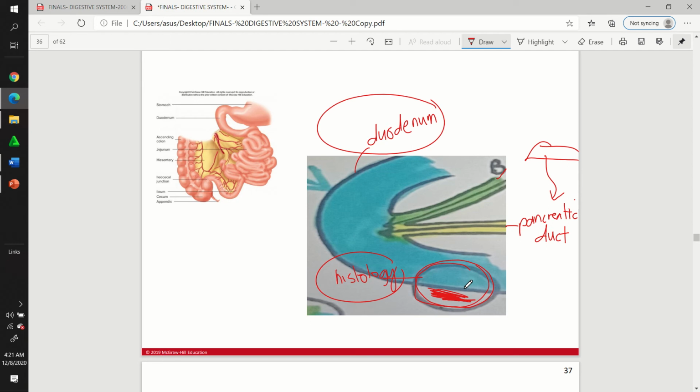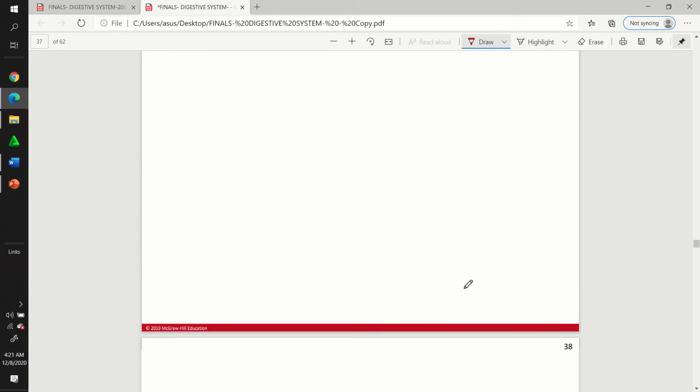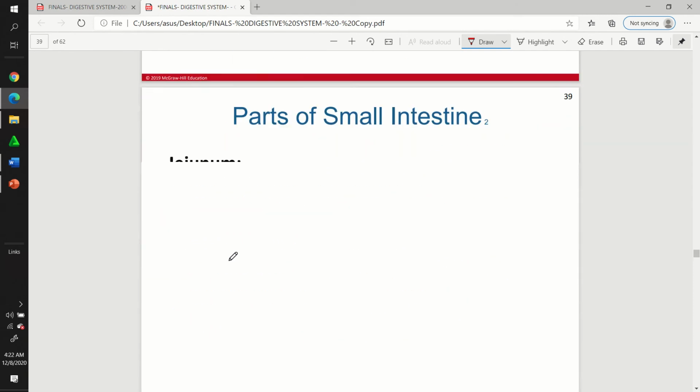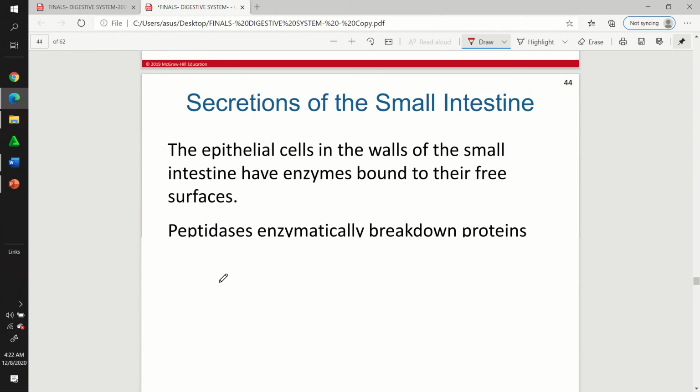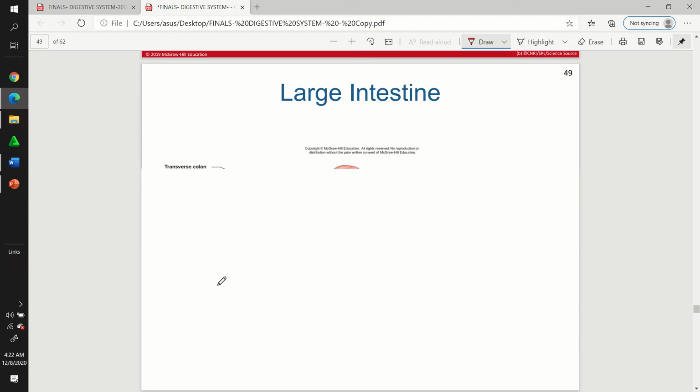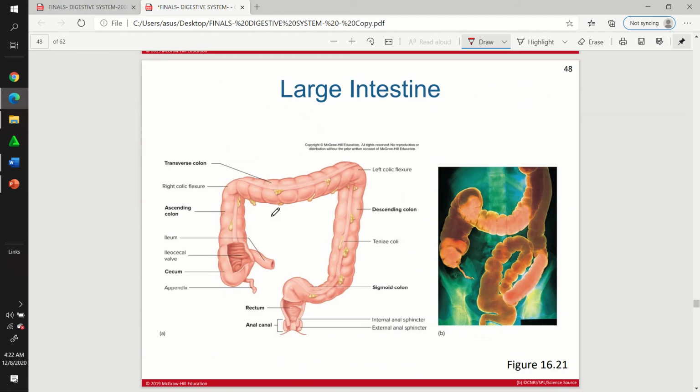Okay, so we're done with your small intestine. Now we proceed to your large intestine.